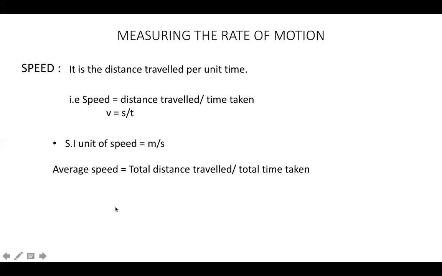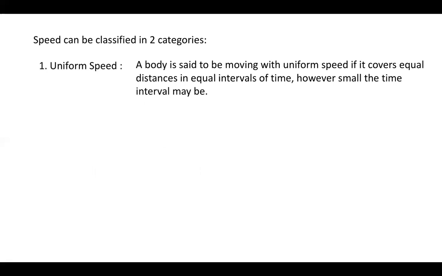Similarly, average speed can be calculated by dividing total distance traveled by total time taken. And it is a scalar quantity because distance and time both are scalar, as discussed in the last module. Speed can be classified into two categories. First is uniform speed. A body is said to be moving with uniform speed if it covers equal distances in equal intervals of time, however small the time interval may be.